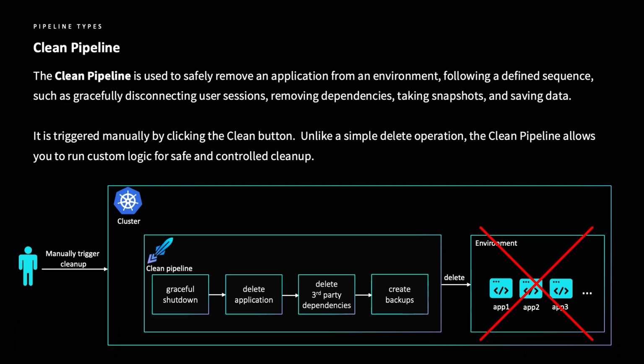The clean pipeline is designed for safely removing an application from an environment. It follows a specific sequence of steps, such as gracefully disconnecting user sessions, removing dependencies, taking snapshots, and saving any important data. This approach ensures that the cleanup process is controlled and nothing important is lost. The clean pipeline is triggered manually by clicking the clean button. The main difference between clean and delete is that clean lets you execute your custom logic for a safe and orderly removal, while delete simply removes all resources without any special handling.